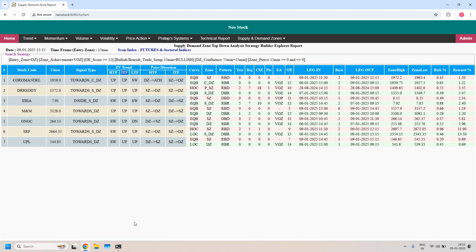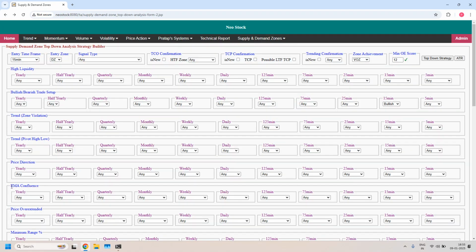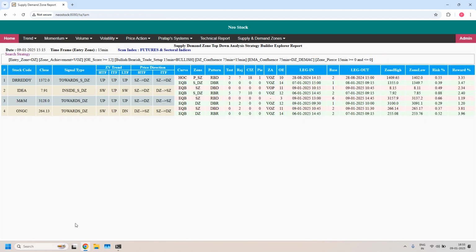If any of the 75 minutes demand zones are having daily EMA, those stocks are even more high probability trade setup supported stocks. Let us verify. In the EMA confluence at 75 minutes time frame, because 15 minutes demand zone is part of the 75 minutes demand zone, that's why we are looking for 75 minutes demand zone having daily EMA confluence. Let's filter. We got 4 stocks. These 4 are even more high probability trade setup demand zones.